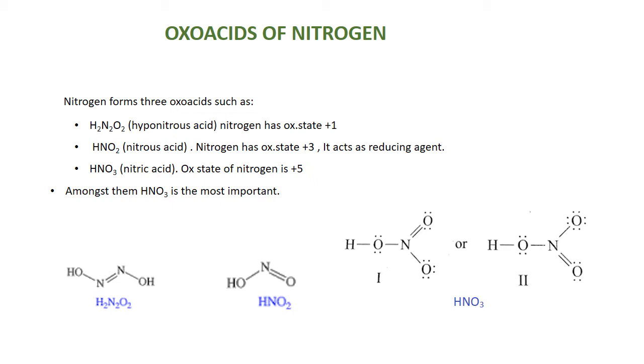And these structures are showing that hyponitrous acid has a bent structure. HNO2 also has a bent structure. But in nitric acid, nitrogen has a planar arrangement around which different groups are arranged.